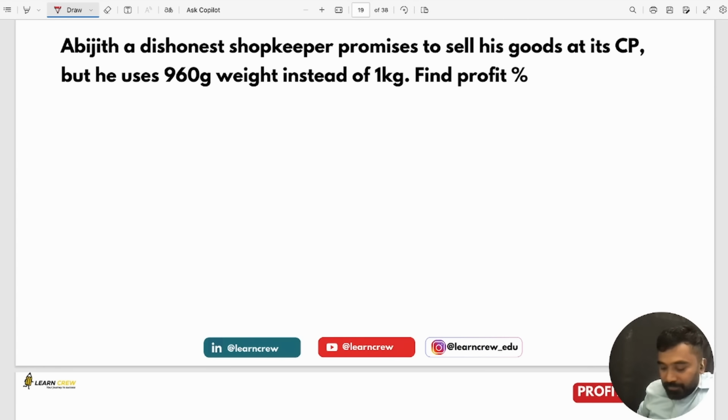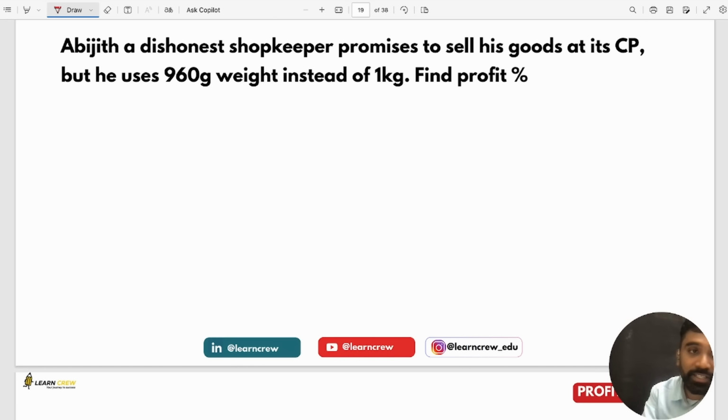Next one, dishonest shopkeeper. Very important. Abhijit, a dishonest shopkeeper, promises to sell his goods at cost price. He's selling like a very honest man: I won't sell for more, I don't want any profit. If I get for 1,000, I'll sell it for 1,000. If I get for 900, I'll sell it for 900.